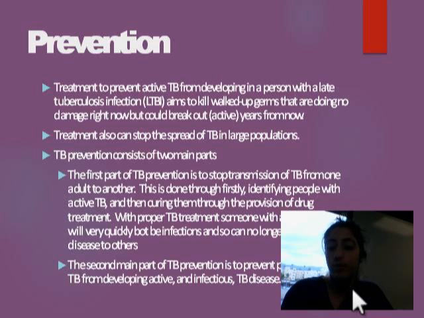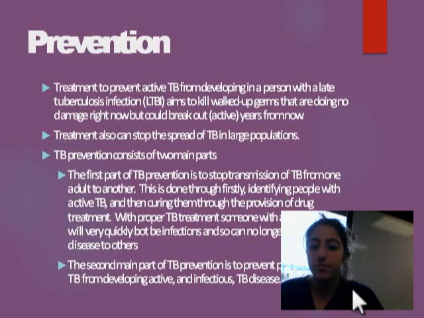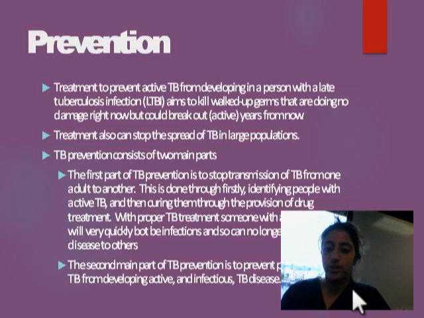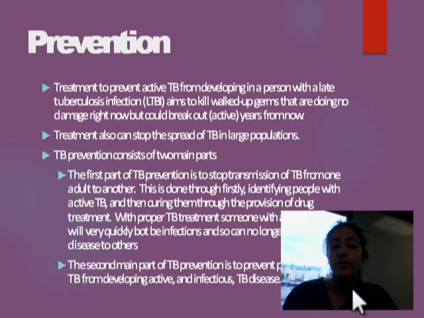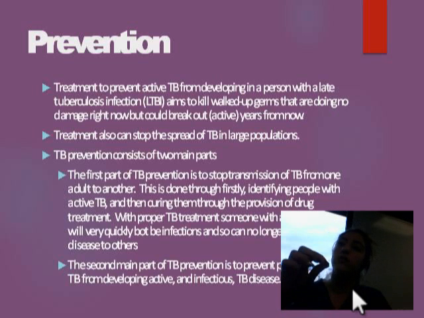And the TB prevention consists of two main parts. The first part of TB prevention is to stop the transmission of TB from one adult to another. And this is done through firstly identifying people with active TB and then curing them through the provision of drug treatment. And with proper TB treatment, someone with the disease will very quickly not be infectious, right? I can't read it because it's really small on my screen.